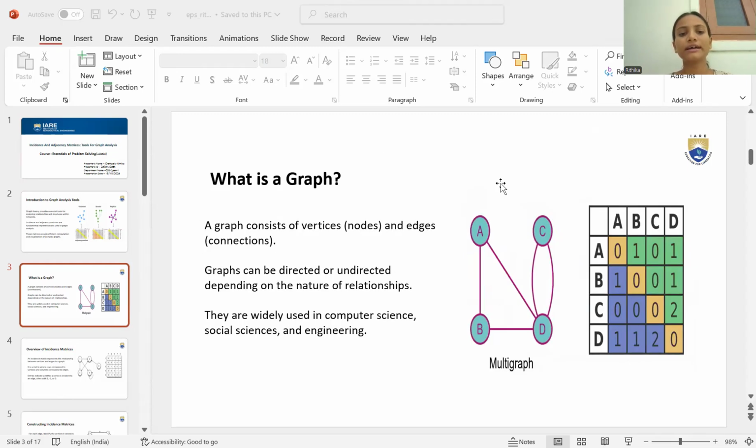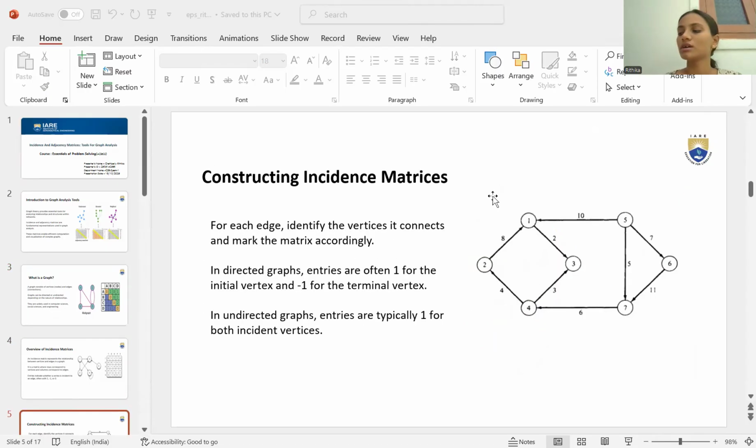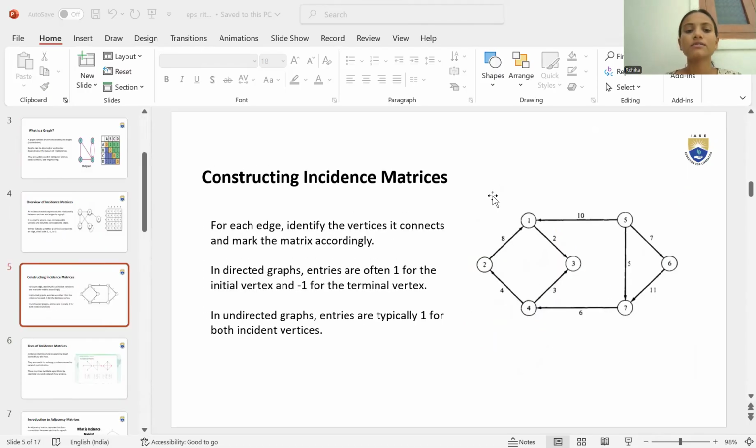What is a graph? A graph consists of vertices called nodes and edges called connections. Graphs can be directed or undirected depending upon the nature of the relationships. They are widely used in computer science, social science, and engineering. Constructing incidence matrix. For each edge, indices identify the vertices it connects and mark the matrix accordingly.